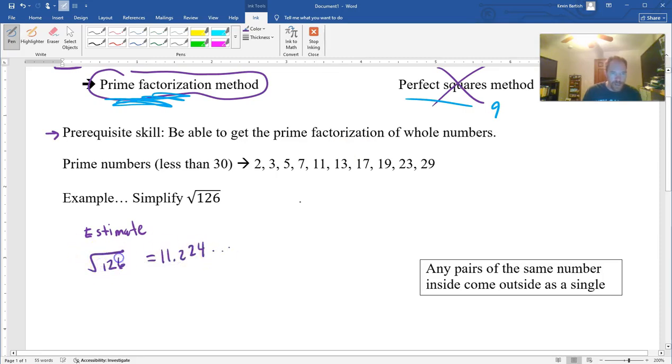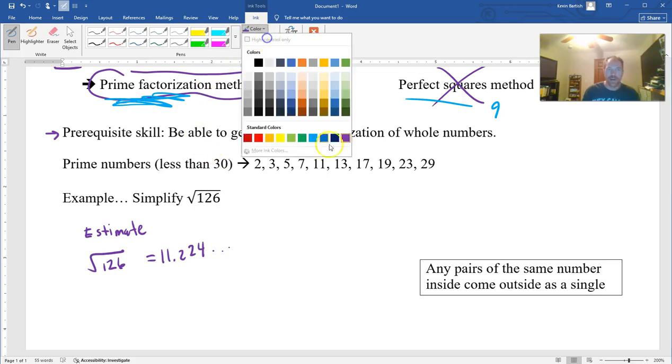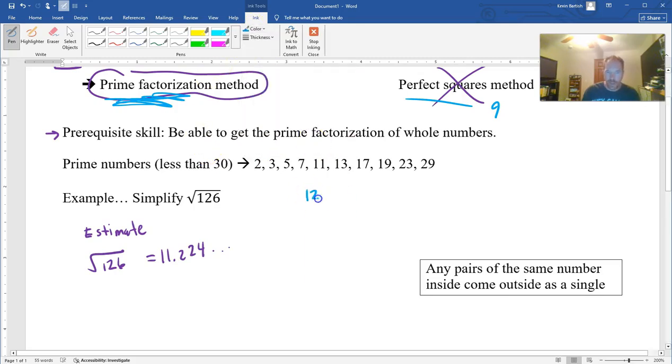So let's see if I want to break this down into prime numbers. 126 ends in a 6. It's even. I could say it's 2 times something. If I say 2 times something equals 126, using my algebra skills, I divide 126 by 2, which gives me 63. So 2 times 63 would give you 126. 2's prime, that's on my list.